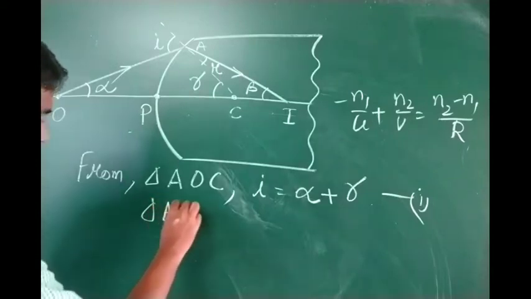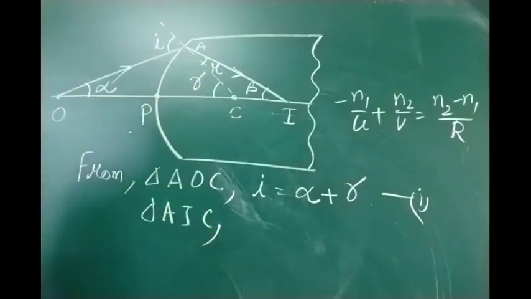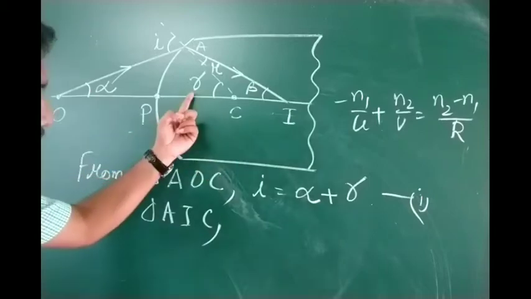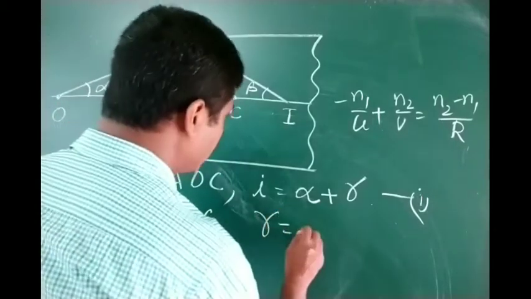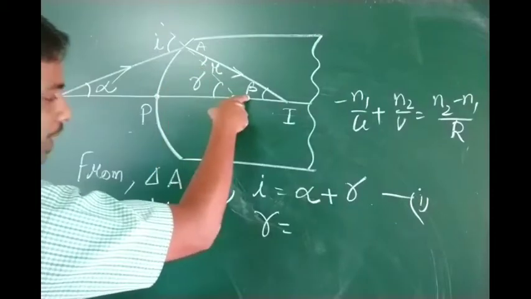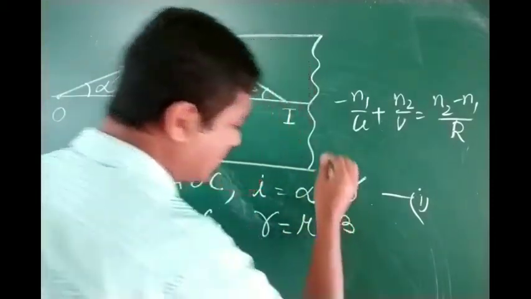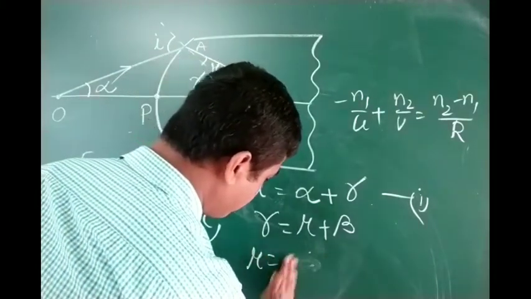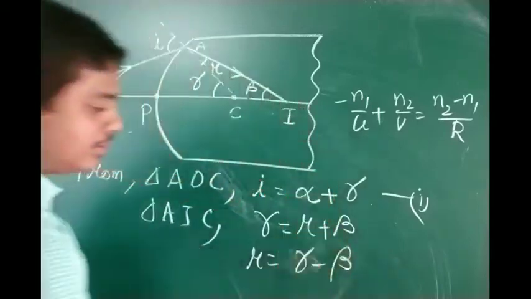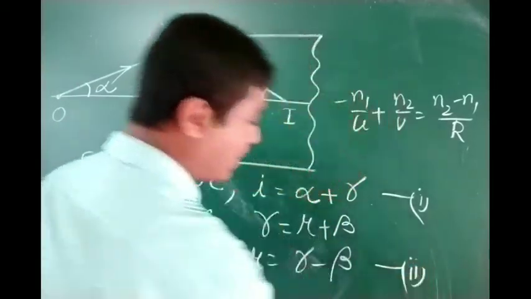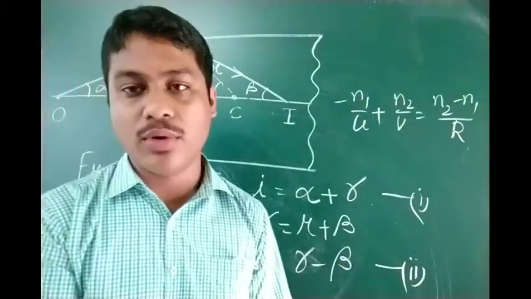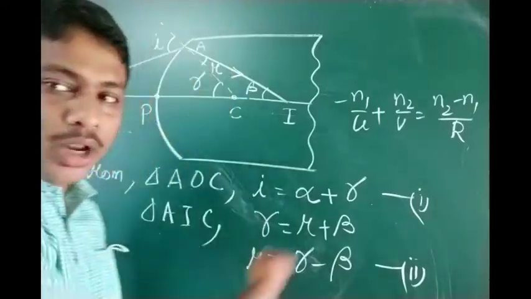Similarly from triangle AIC, which one is the exterior angle? Obviously your exterior angle is gamma. So gamma will be equal to the sum of interior angles R plus beta. Take out the value of R from here. So R will be equal to gamma minus beta. Mark this as equation number 2. But we don't know what alpha, gamma and beta are. We need to find out those values also, so we'll be finding them by going through the derivations.